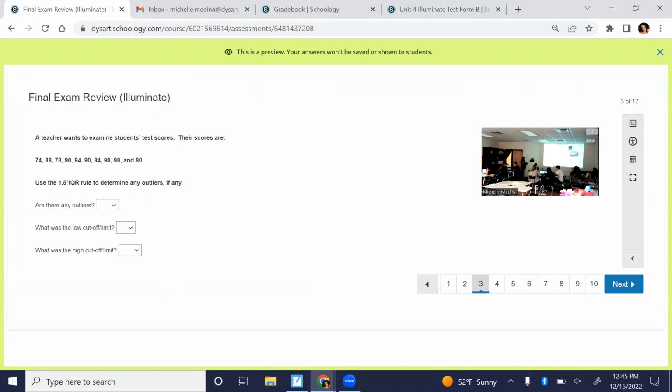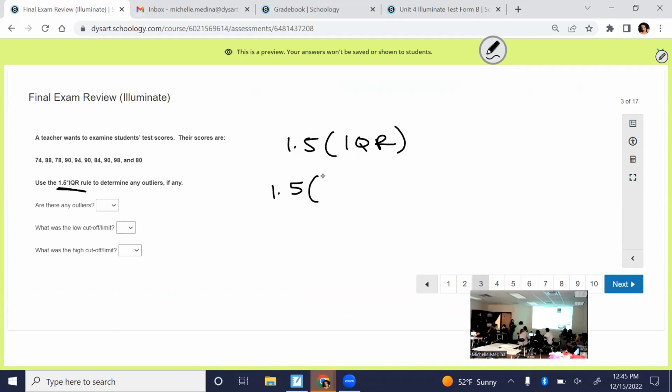So the 1.5 times IQR rule is part of the formula for outliers. All right. So basically, from a data set, do 1.5 times the IQR, which, what's the formula for IQR? What's the formula? So IQR, interquartile range. Think of like what is the normal range of the data set?